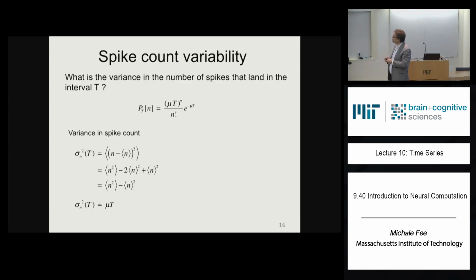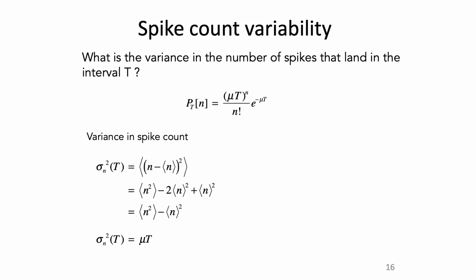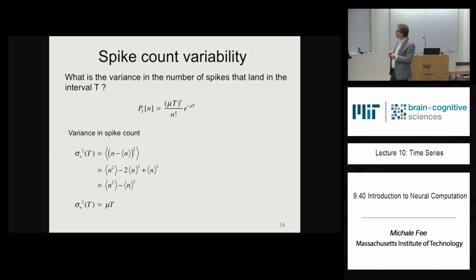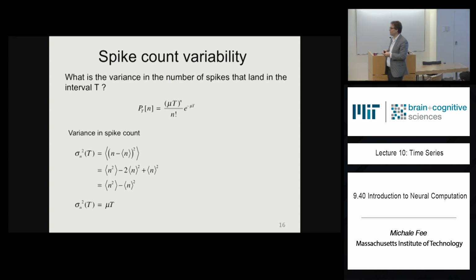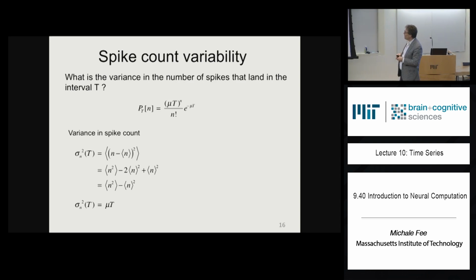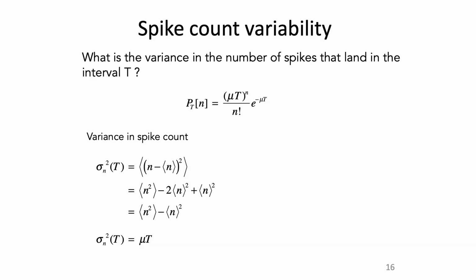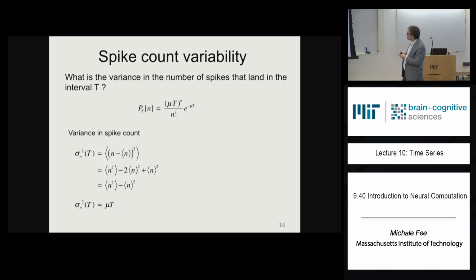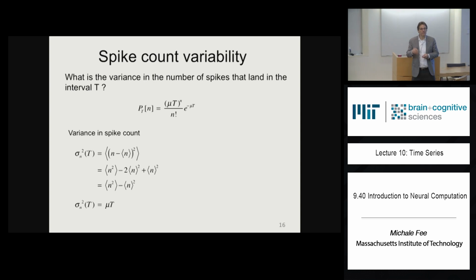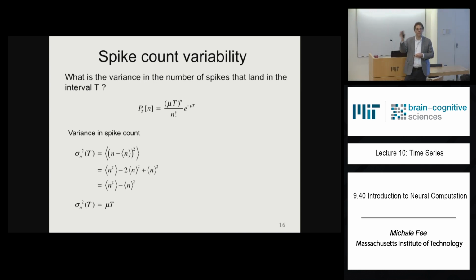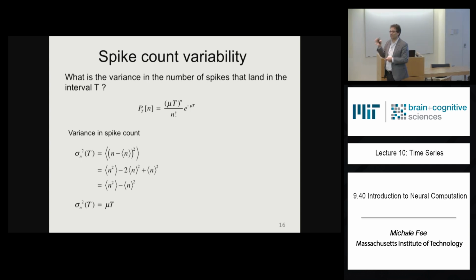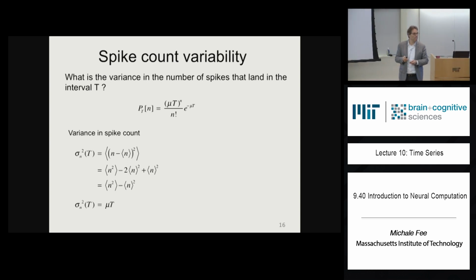So the variance is just the number of counts on a given trial minus the expected number, squared. N minus average n, squared, okay? And if you multiply that out, it's the average of n squared minus the average n, squared. And it turns out for the Poisson process that that variance is also mu t. So the average spike count is mu t, and the variance in the spike count is also mu t. Okay?